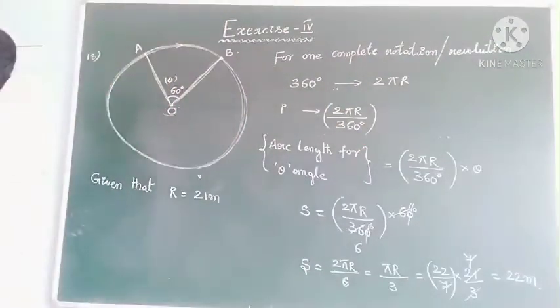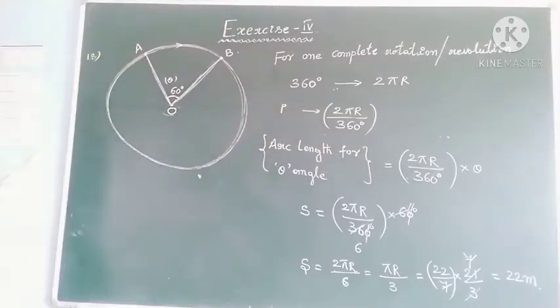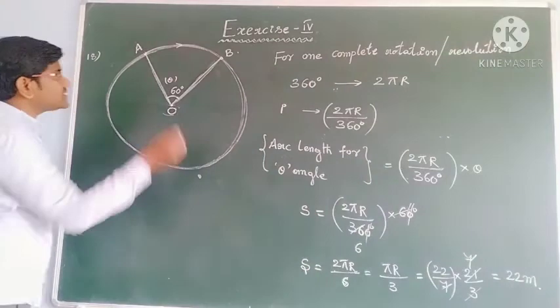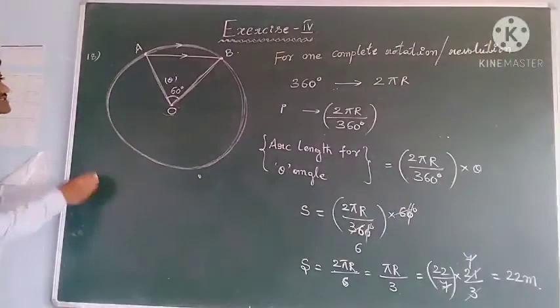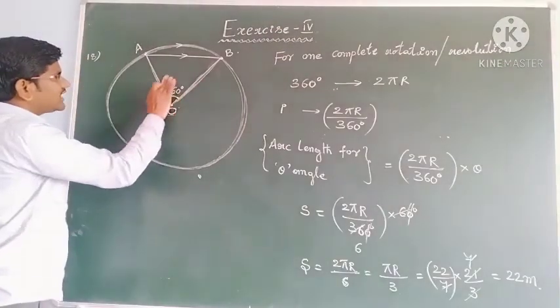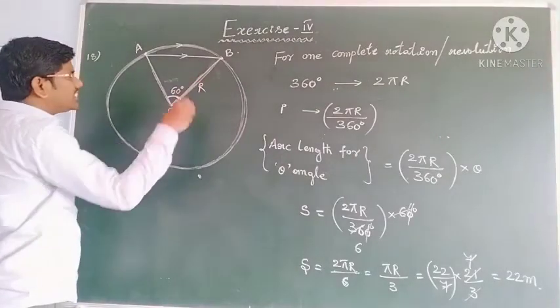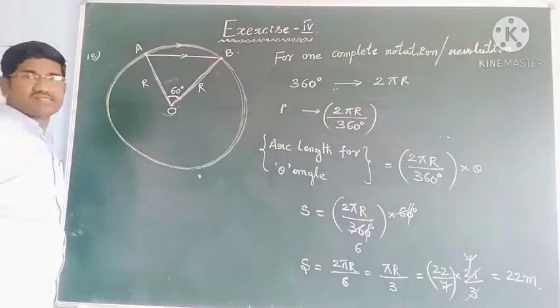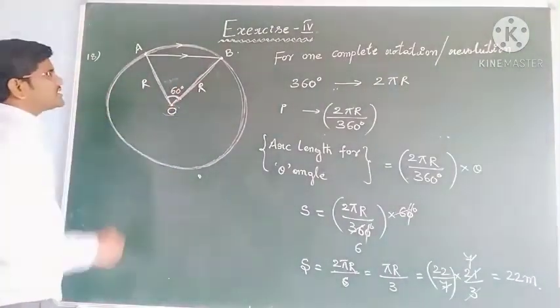Okay, students. Now I want the displacement. Displacement means straight line AB. So this is called displacement. So displacement is equal to straight line AB, you know. And see, students, this angle is given 60 degrees, and this is called radius r. This is also called radius r.